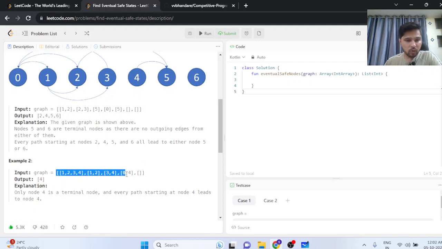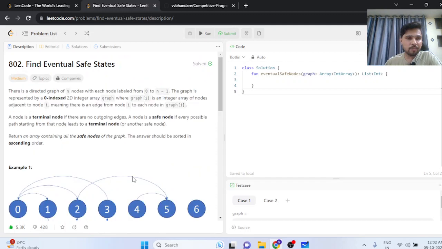Similarly, you can take a look at example number 2 and you will get an idea. Now, to solve this problem, one thing we can understand is there are a few inputs given.